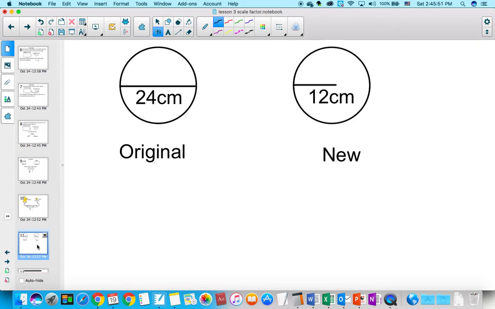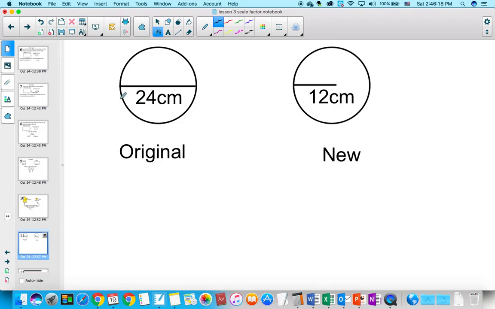Again, we can do the same thing here. We have a circle with a diameter of 24 centimeters and a circle with a radius of 12. What is the ratio from new to the original? So pause the video, see if you can solve it. It's a bit tricky, but hopefully you can see the trick. All right, so if you pause the video, we're going to take a look at this.